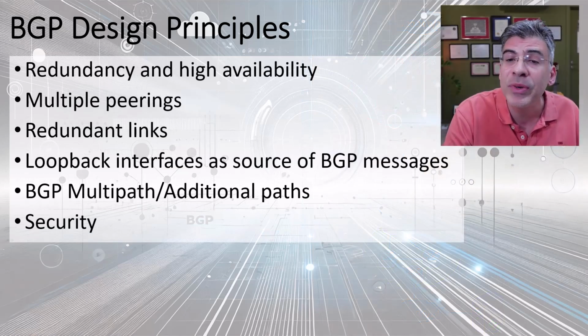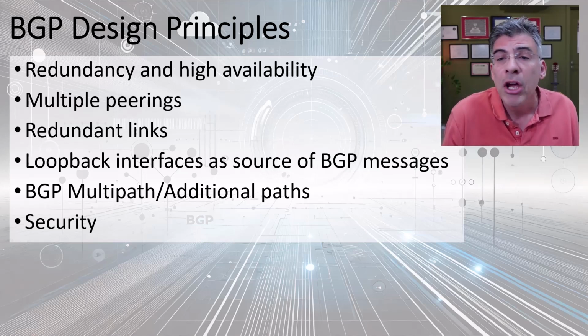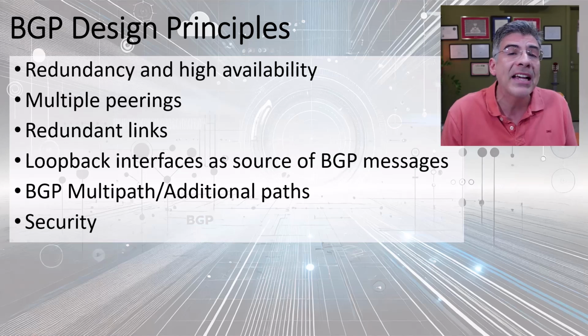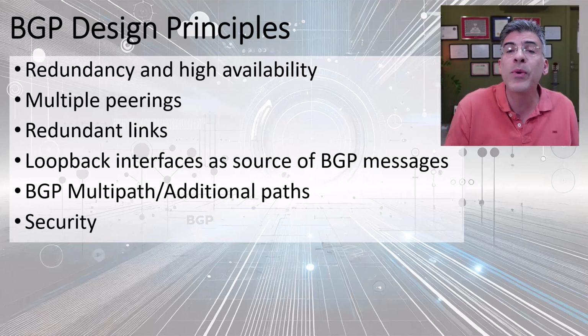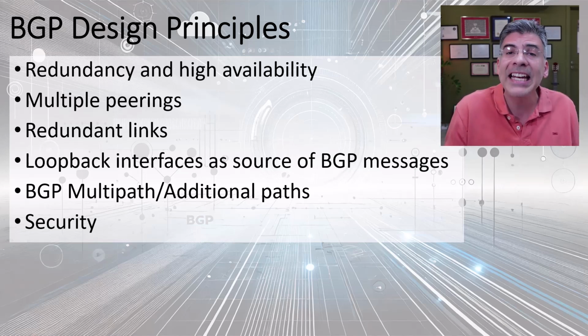Next, you should consider redundancy and high availability. In BGP, this is achieved using redundant eBGP peerings, redundant links, using loopbacks as your BGP source, as well as BGP multipath and additional paths. All features that allow BGP to be robust and introduce redundancy into the network.